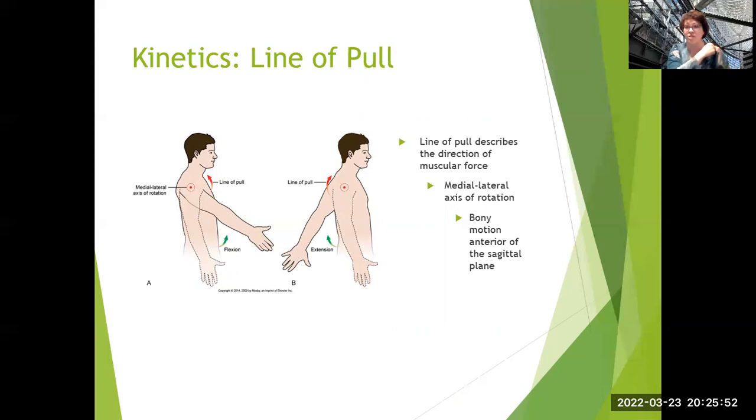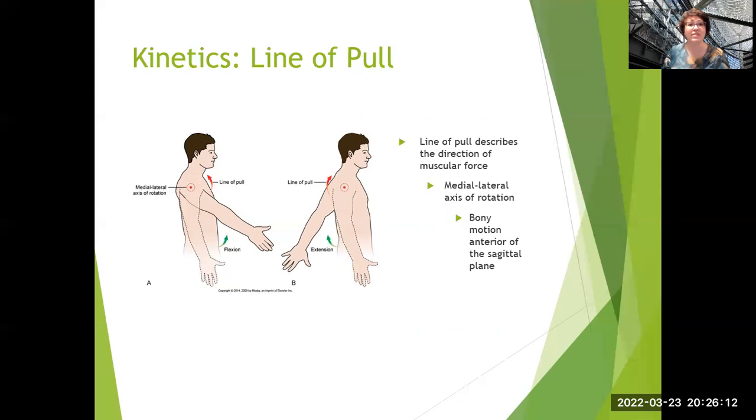So we have an origin and an insertion for every muscle. If you know where the origin is and where the insertion is, where the muscle goes, you know what the line of pull is going to be, and you know what motion the muscle is going to create when it contracts.